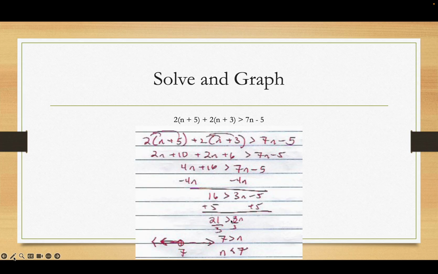Adding 5, I get 21 is greater than 3n. Dividing by 3, that's a positive 3. I don't need to change the sign. I get 7 is greater than n.